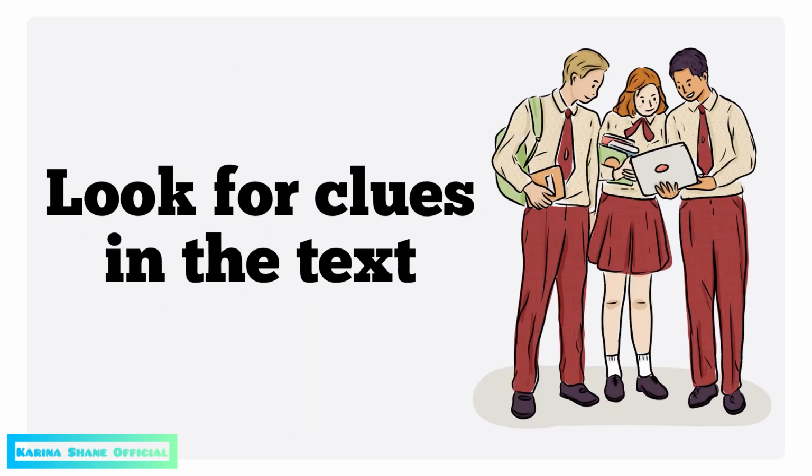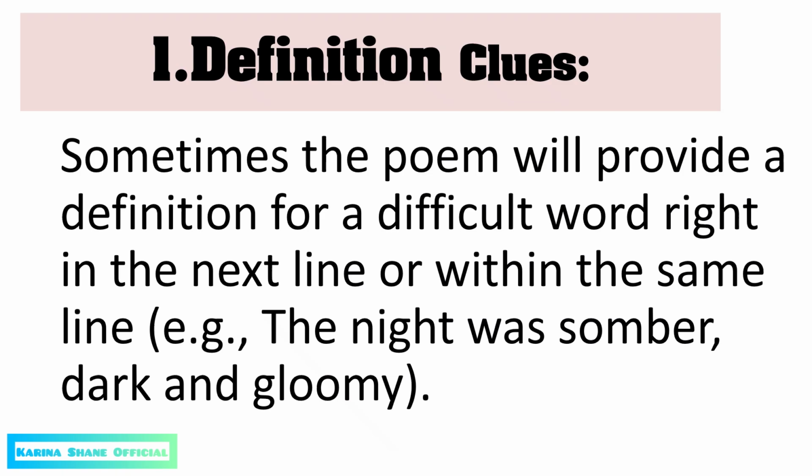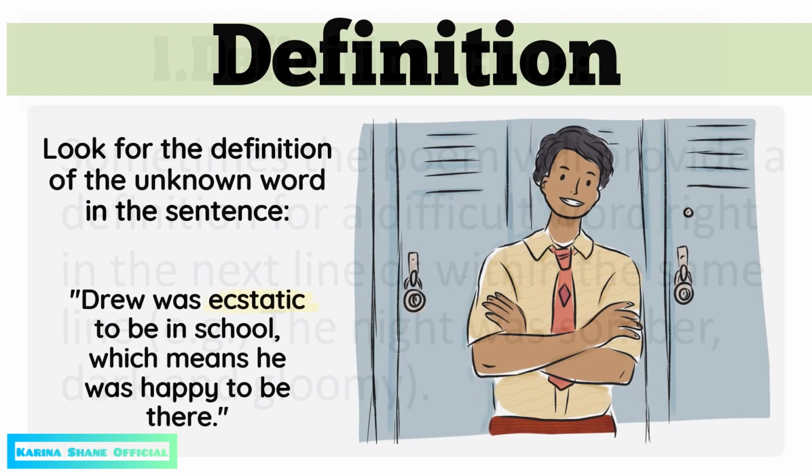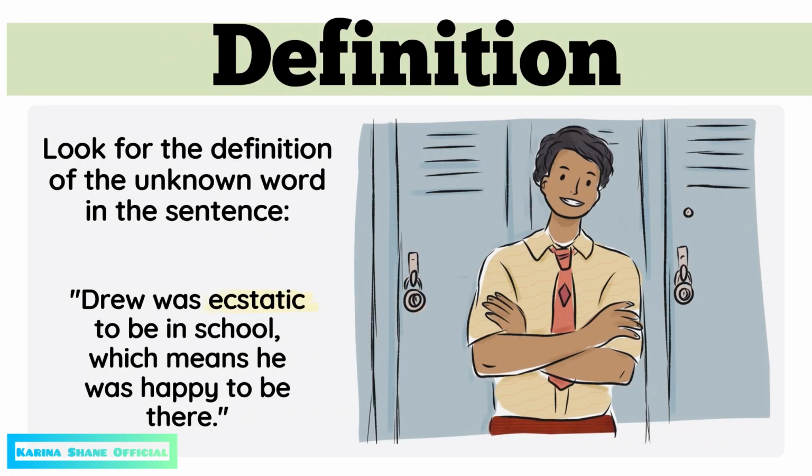The first one is through definition clues. Sometimes the poem will provide a definition for a difficult word right in the next line or within the same line. Look for the definition of the unknown word in the sentence. Example, Drew was ecstatic to be in school, which means he was happy to be there.